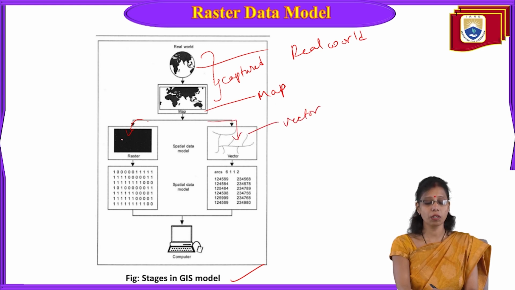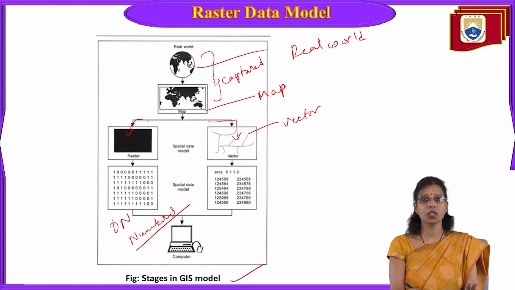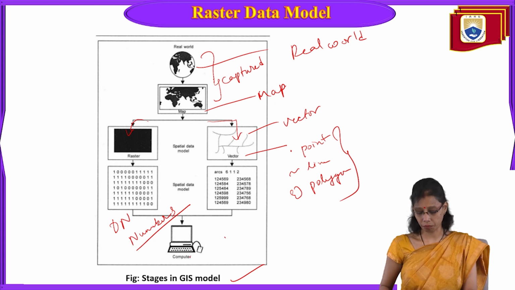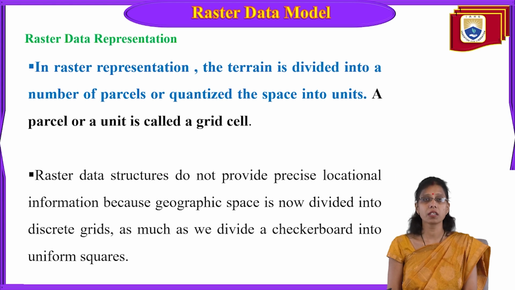Raster representation will be in grid format or in the form of DN numbers. So what are DN numbers? DN numbers are the representation of each grid cell in the form of different numbers. Now here, the vector is represented in the form of point, line and polygon. This is how we represent it, and finally it is shown in the computer system. Now raster data representation. In raster representation, the terrain is divided into a number of parcels, or the space is quantized into units.